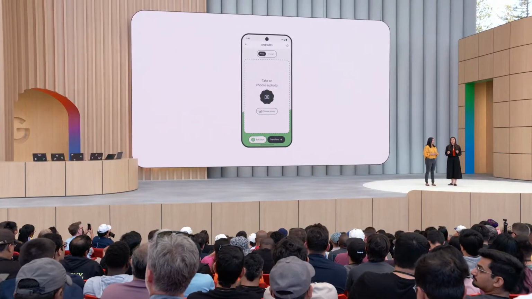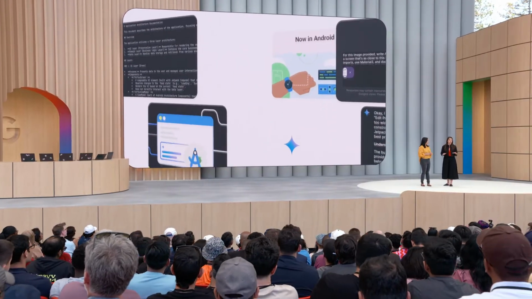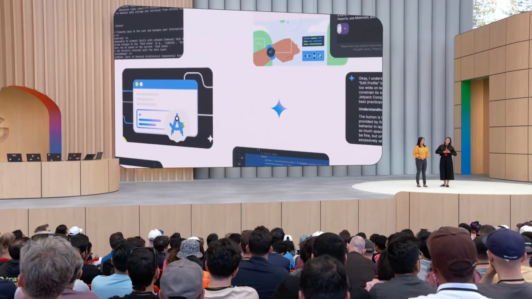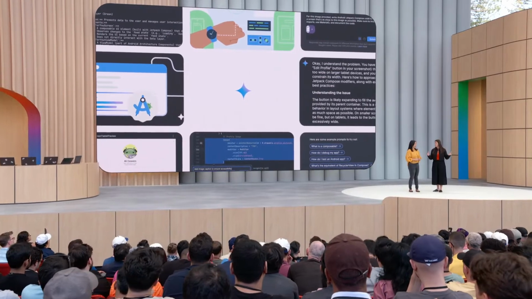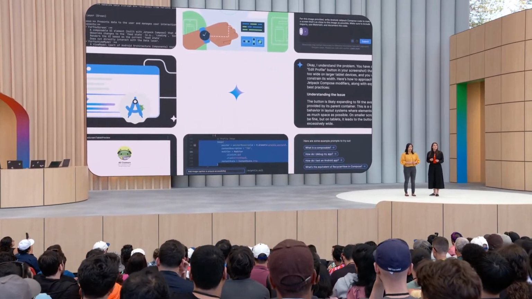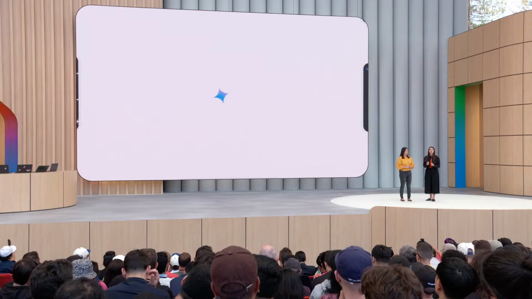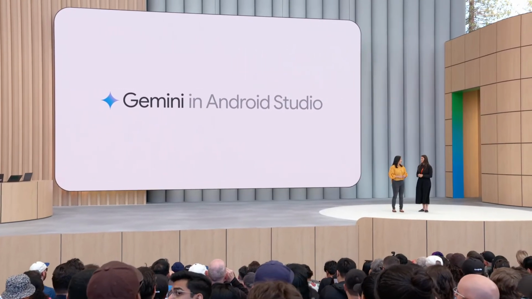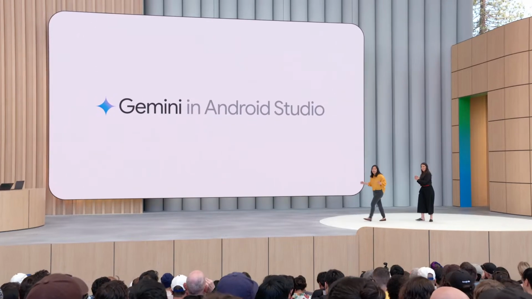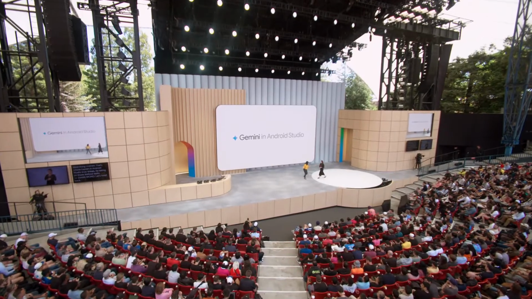When we think about productivity, it's not just about writing code faster. It's about streamlining the entire development lifecycle, from refactoring to testing and even fixing crashes. That's where Gemini and Android Studio truly shine, by taking on those tedious tasks. So let's head back to the demo desk to show you a few features that will change the way that you work.